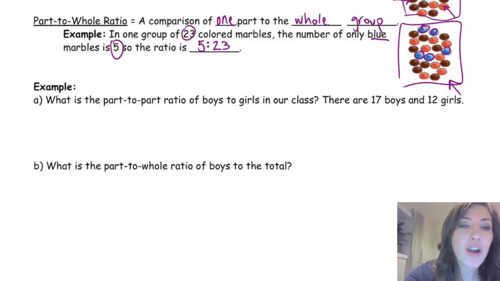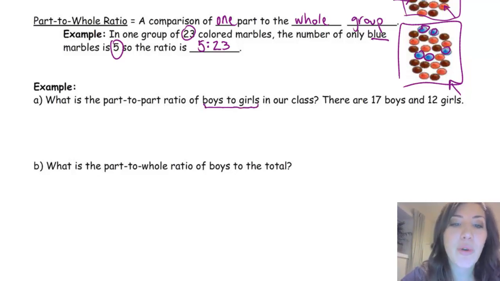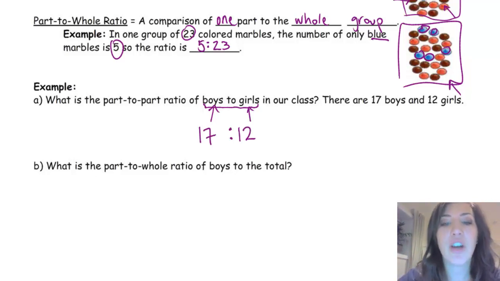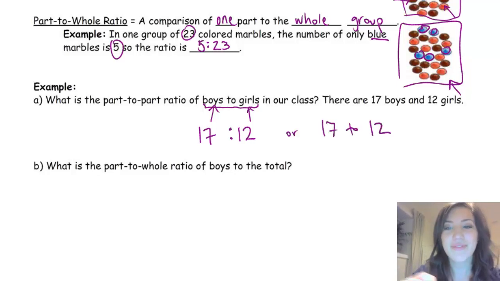So if we want the part-to-part ratio of boys to girls, we need to write the boys first and the girls second. There are 17 boys and there are 12 girls. So you can write it like that with a colon, or you can say 17 to 12.